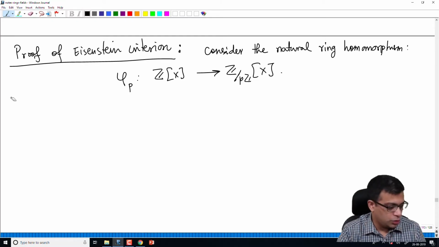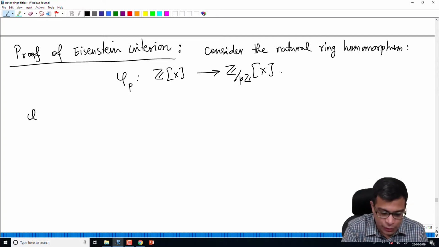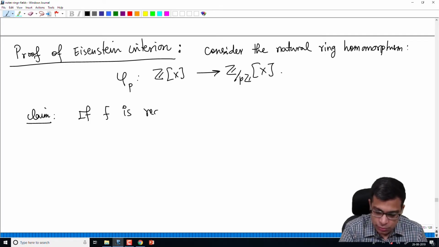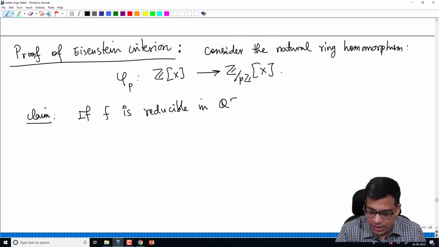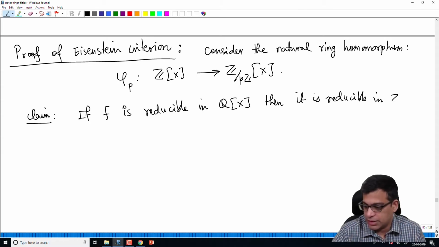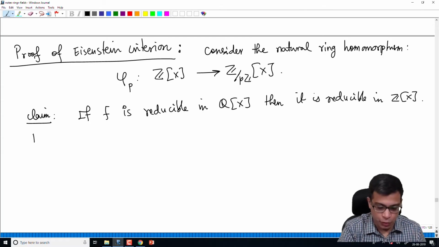And now what I am going to do is a simple claim here. Remember I am trying to show that f is irreducible in Qx. Suppose it's not, that means if f is reducible in Qx, then it is reducible in Zx. So first I will prove this claim.